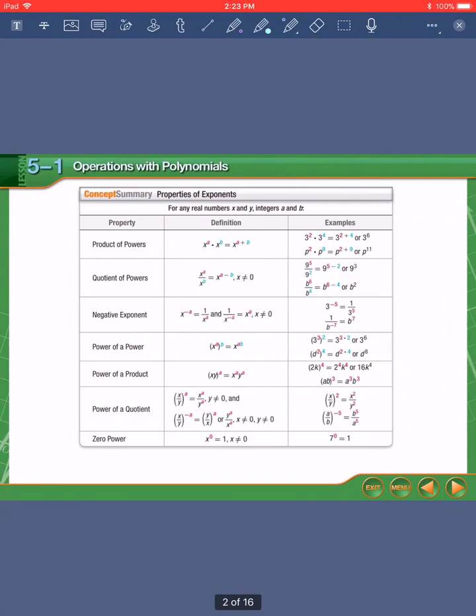When you have a variable raised to a negative exponent, you'll move its location to make it positive. So if it's negative in the numerator, you send it to the denominator, make it positive. If it's negative in the denominator, you'll send it up to the numerator to make it positive.